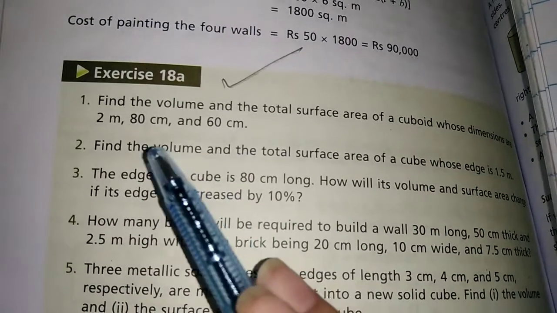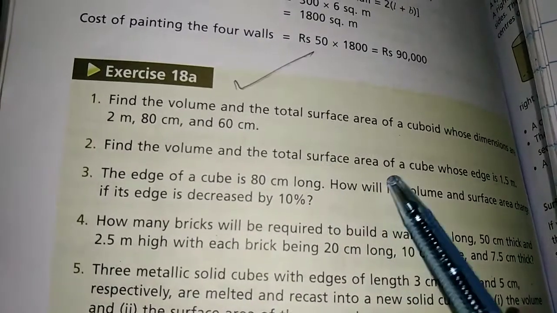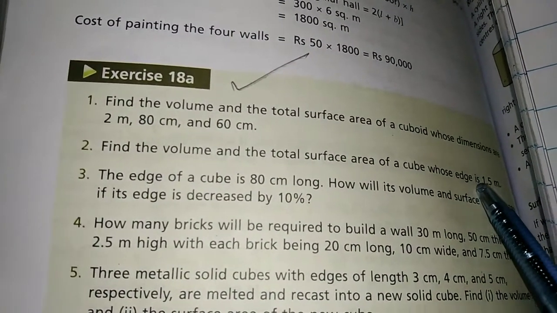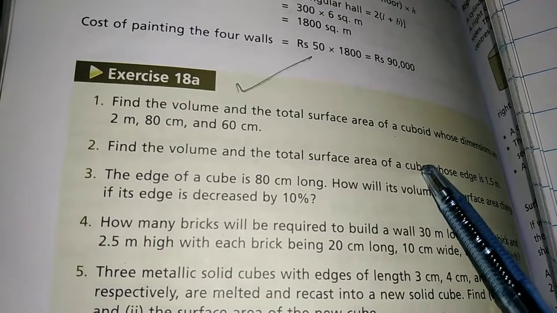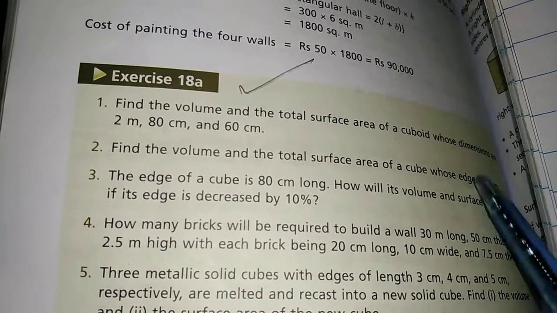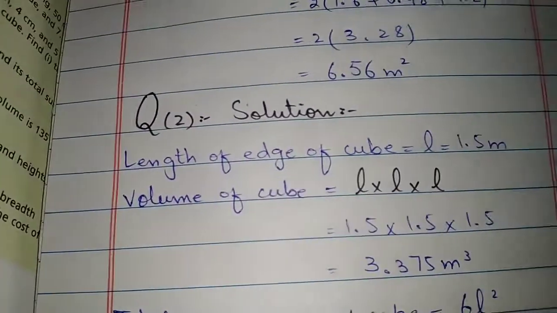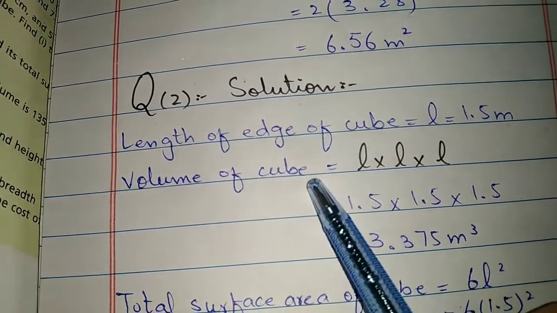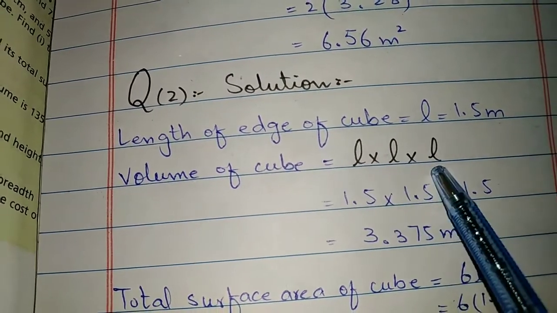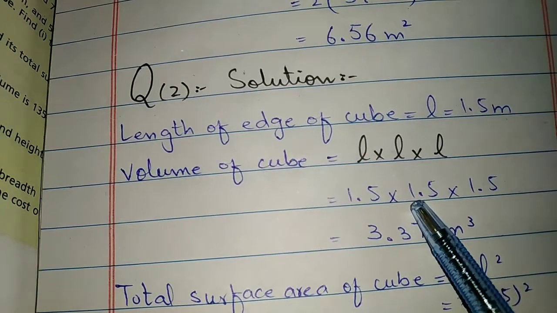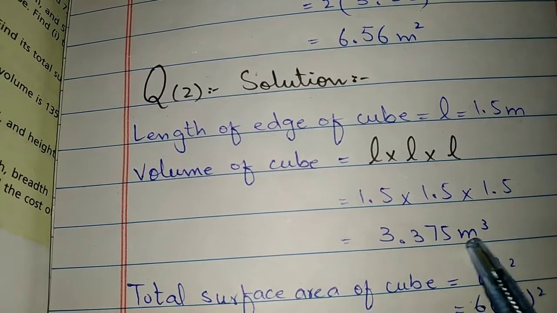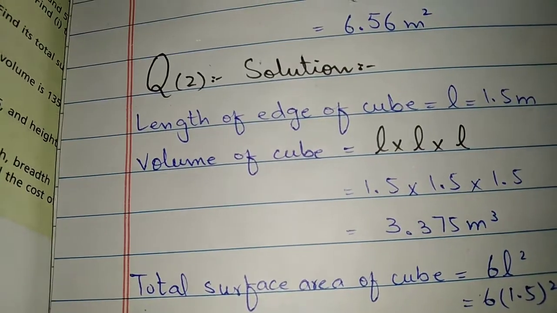Question number 2 is find the volume and total surface area of a cube whose edge is 1.5 meter. Only one dimension is given, because we know that in a cube all dimensions are equal. So length of an edge of a cube L is equal to 1.5 meter. Volume of a cube, all dimensions are equal. So length multiplied by length multiplied by length, 1.5 multiplied by 1.5 multiplied by 1.5, and we get the answer 3.375 meter cube after their multiplication.